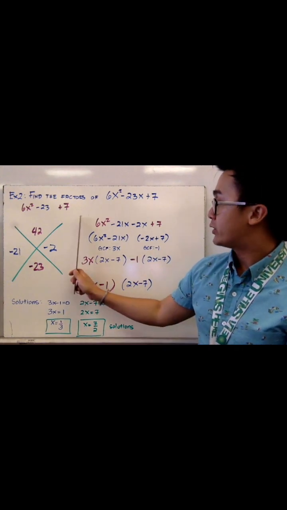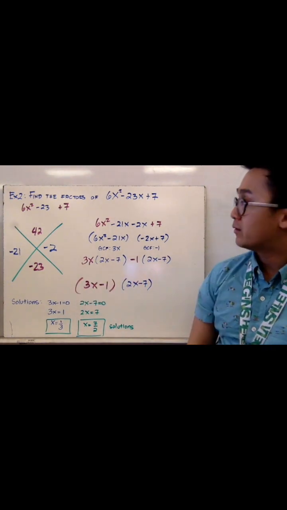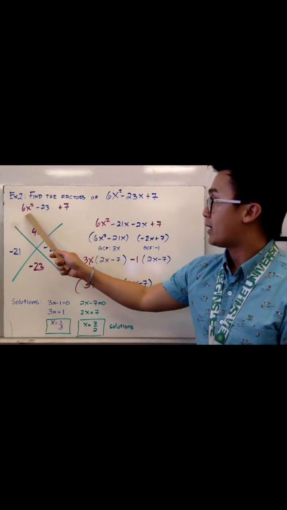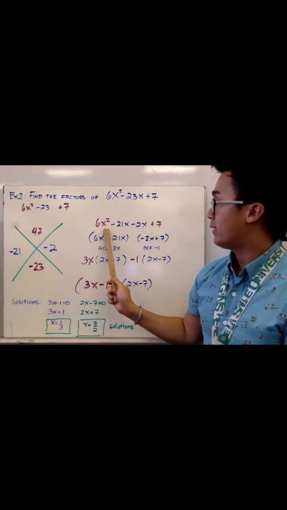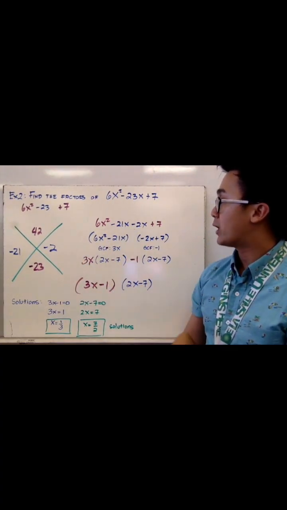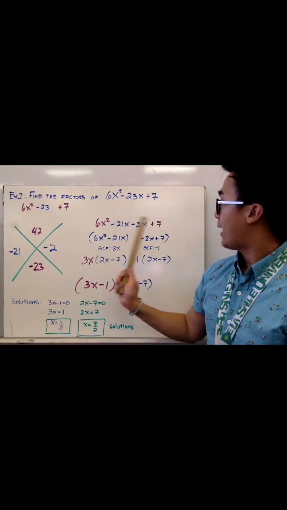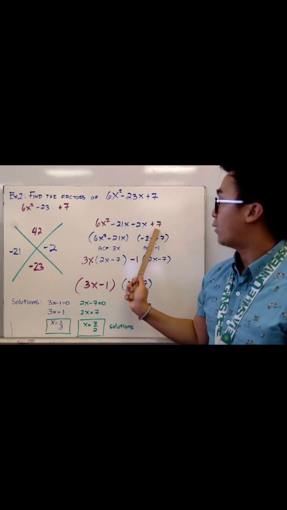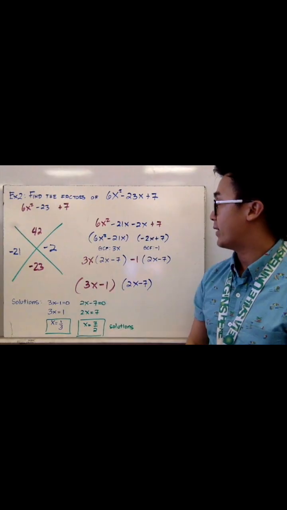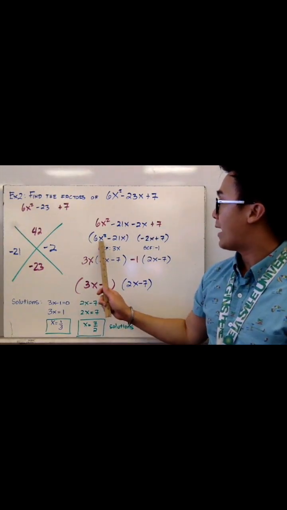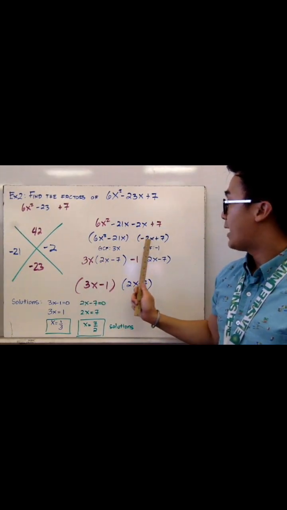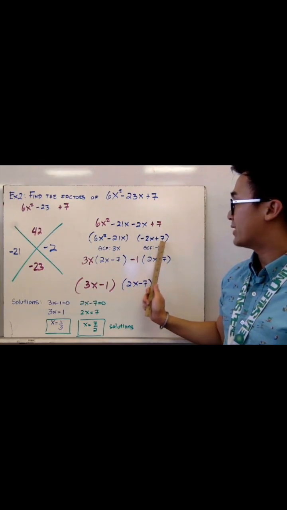So now we're moving on to the second stage of our factoring method. Copying the first term, which is 6x squared, the new middle term will now be negative 21x minus 2x, and then we'll just copy our last term, which is positive 7. And by grouping, we now have 6x squared minus 21x, and we have negative 2x plus 7.